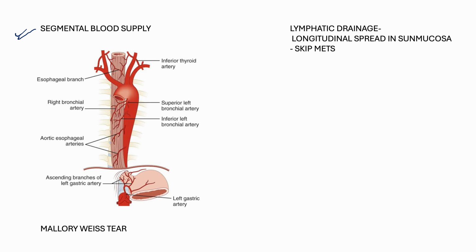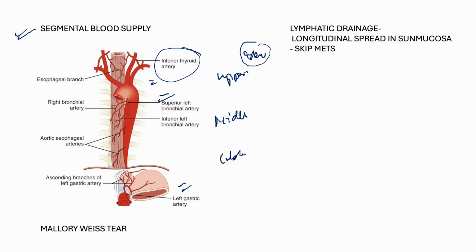Okay, coming to the segmental blood supply. Now you can divide the esophagus into upper, middle, and lower esophagus. The upper part takes the blood supply from the inferior thyroid artery. The middle part takes from the bronchial arteries, and the lower part takes blood supply from the left gastric artery. Coming to the venous drainage, the upper part drains to the inferior thyroid vein. The middle part goes to the azygos venous system, and the lower part to the left gastric veins.